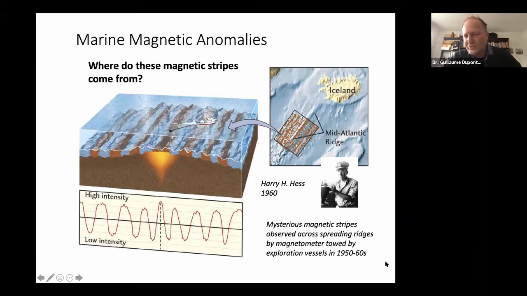So do you know also why the magnetic field was changing regularly like this?